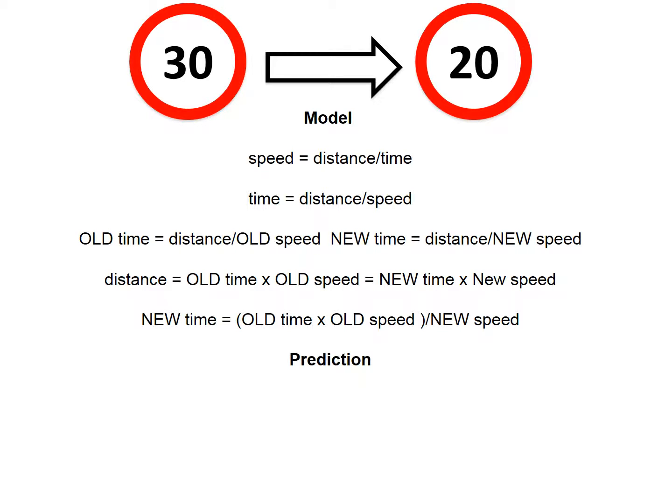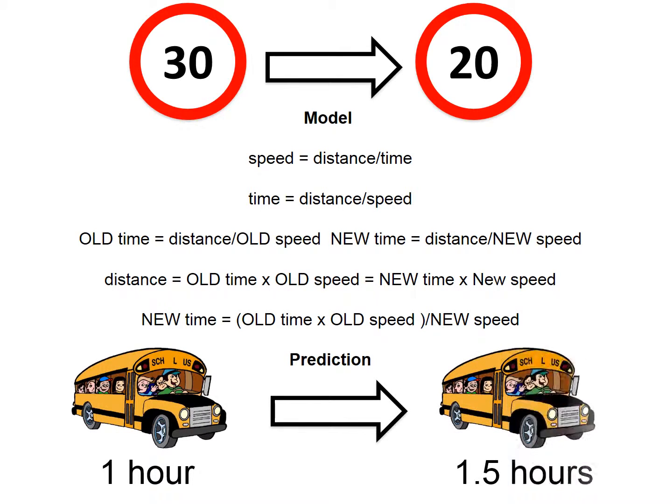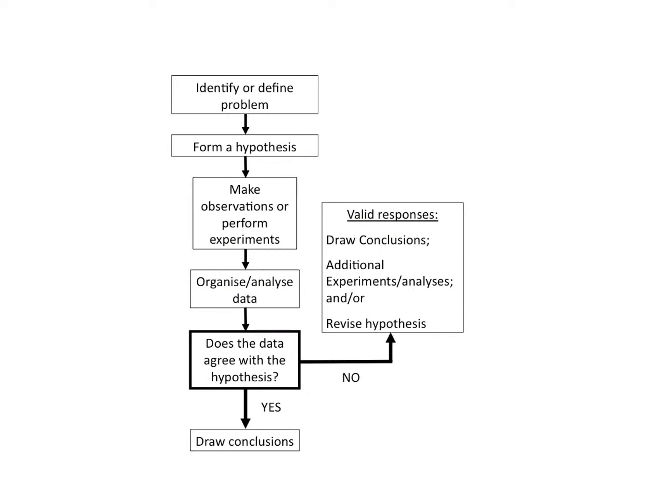Okay, so he's made a prediction. His 1 hour journey on the bus is going to take 1.5 hours. That's not an unreasonable kind of prediction using our model. Okay, so did that actually happen? We're basically doing the same thing again. This is the scientific method. He's identified a problem about him going to work. He's formed a hypothesis, so he's got a model.